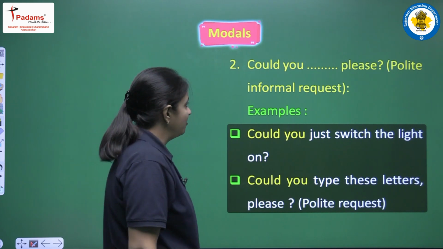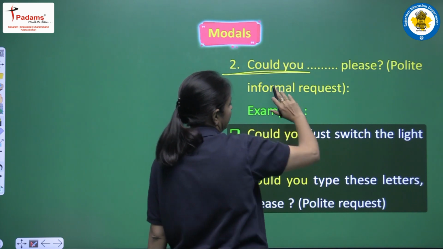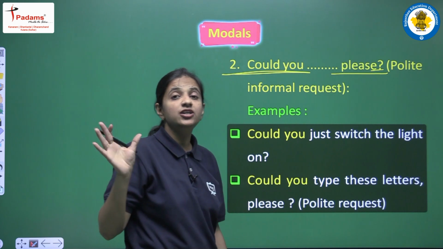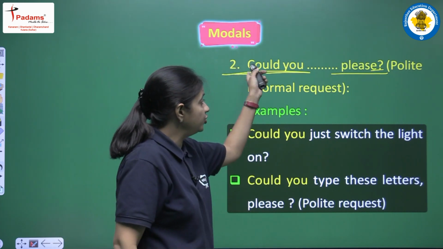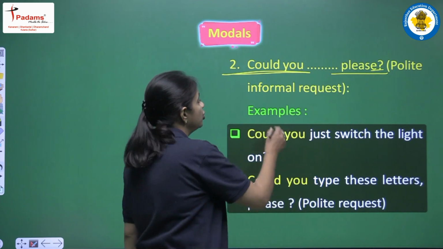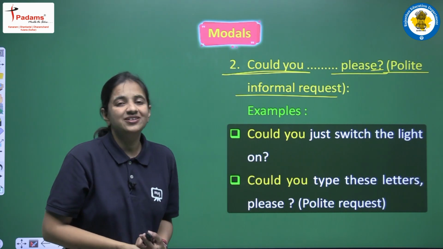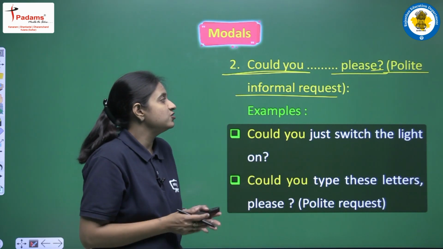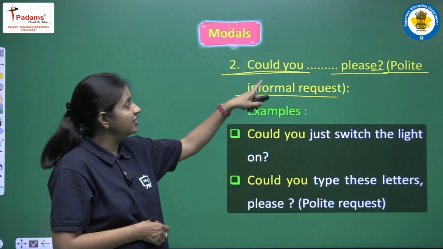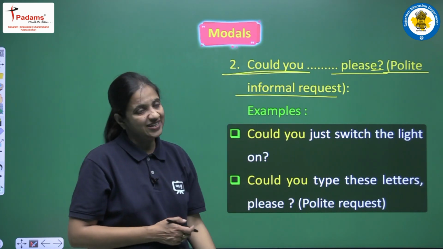Moving on, we are having the second use of could. So in this use we are having one structure. In this structure we are having could you in the beginning, and we are having please at the end, and at the end we are having one question mark. So the structure is could you, and at the end please, and this structure is used to show polite informal request. Okay, so if we just want to express some polite informal request, for that we can use this modal could, and then we have to follow this structure only.